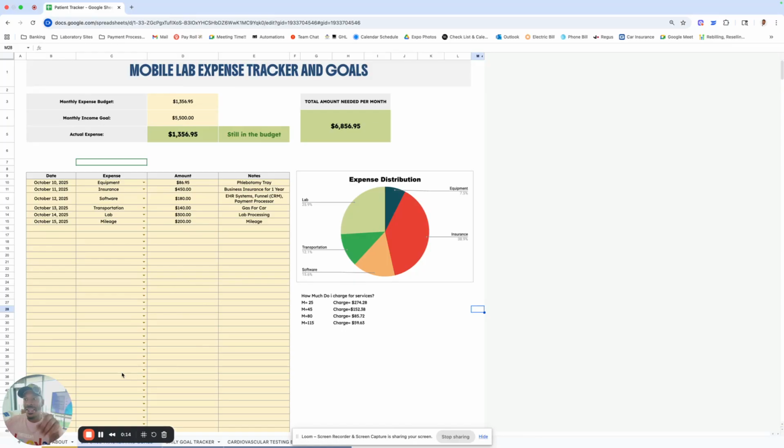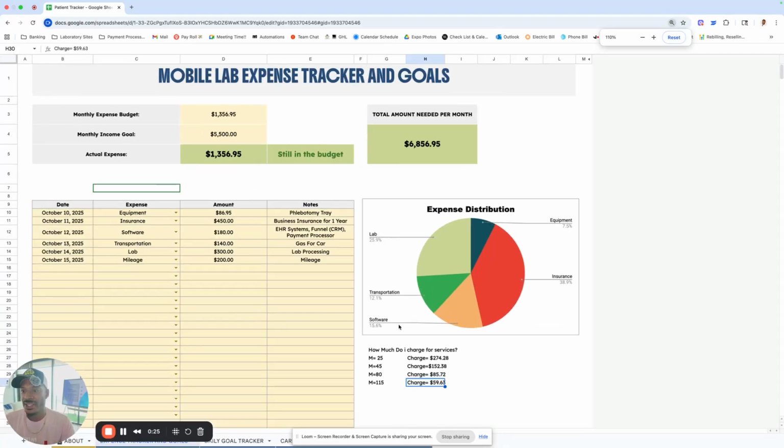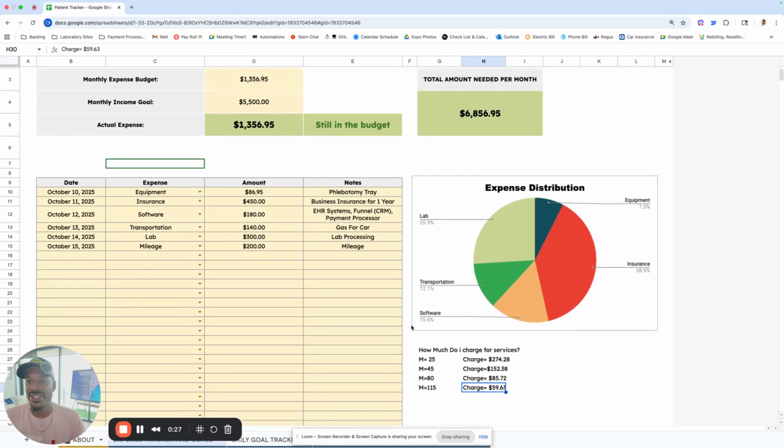So, first things first, this right here is your data. This is what you start with, okay? Based off of this data, let's just say we chose this one right here. I'll zoom in so you guys can see a little bit better. So let's just say we wanted to charge $59.63. Write that down somewhere, okay? And then we're going to see 115 patients per month in order to hit our goal of $6,856.95.